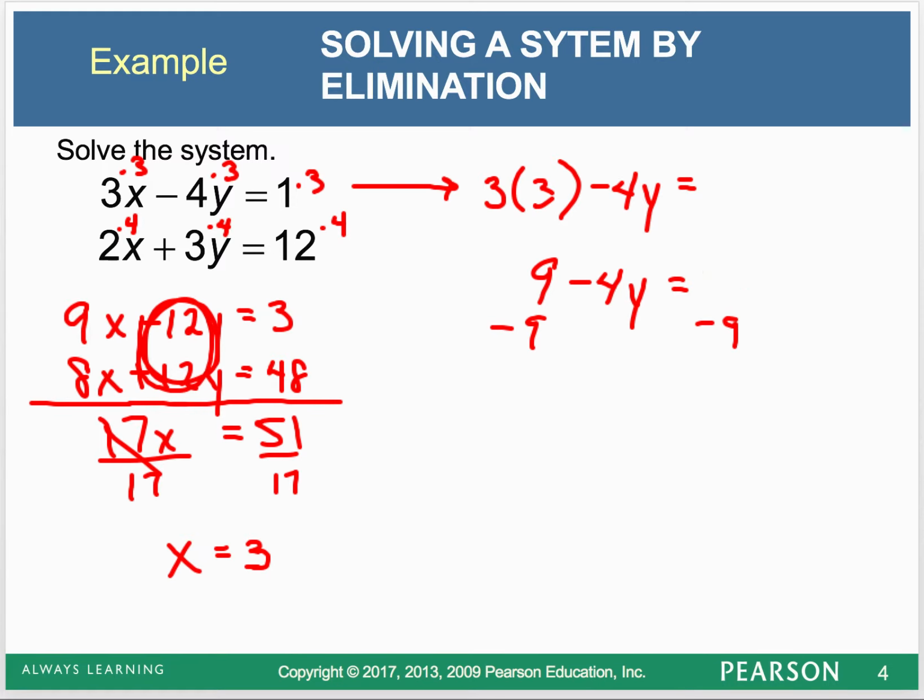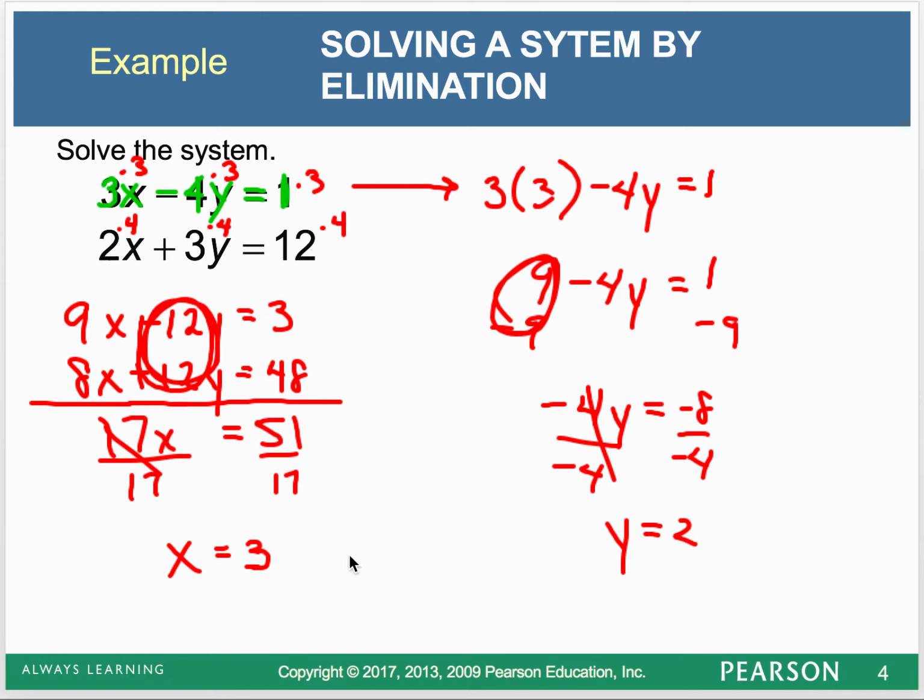Okay, plugging into this equation right here, the original equation, 3x minus 4y equals 1. So 9 minus 4y equals 1. So subtract 9 from both sides. Negative 4y equals -8. Dividing by -4, y equals 2. So my solution is the point (3, 2). X is 3, y is 2.